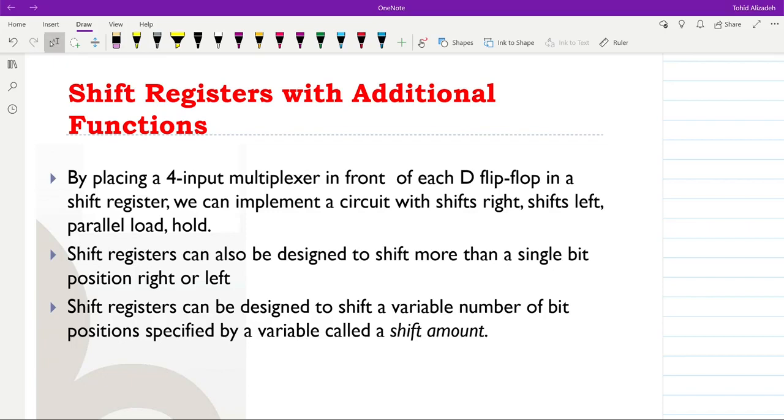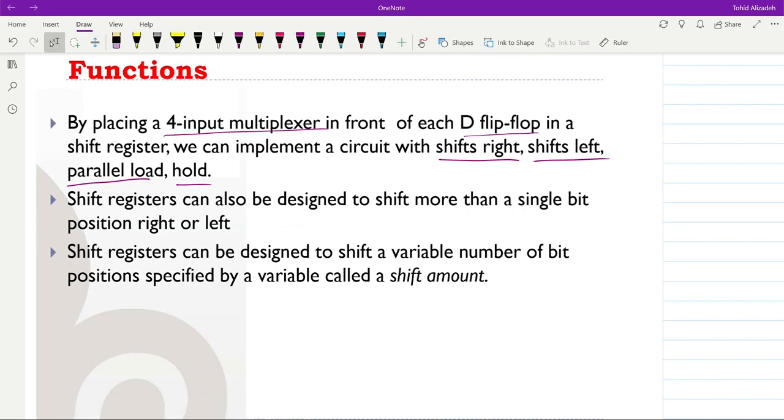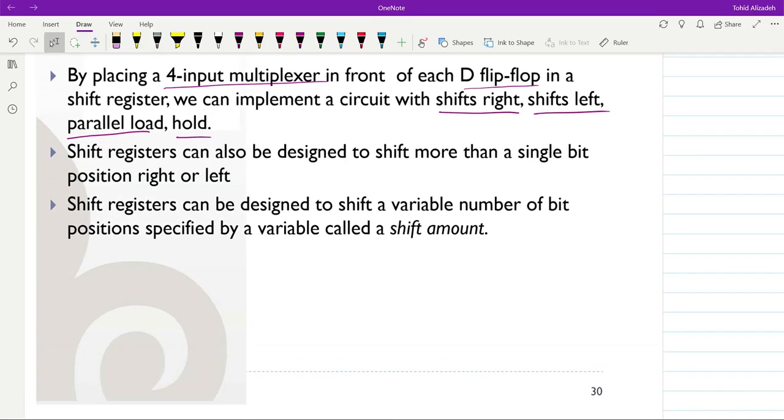So indeed, we can place a 4-input multiplexer in front of each D flip-flop. If we want to have 4 operations in mind, we can have shifting towards the right, shifting towards the left, parallel load, and holding. And then we will have a shift register with 4 functionality with any of these operations that I just mentioned. And now we will see how this could be done.